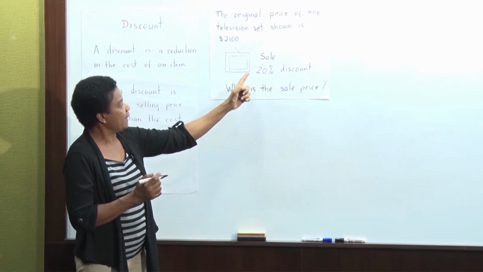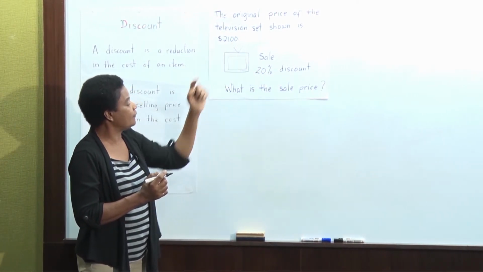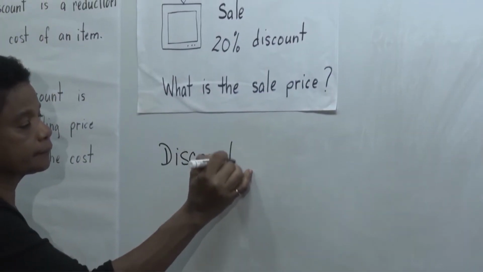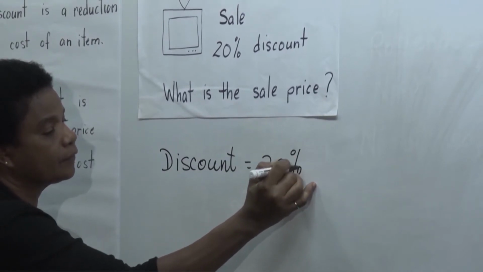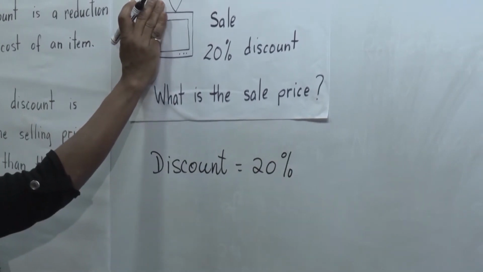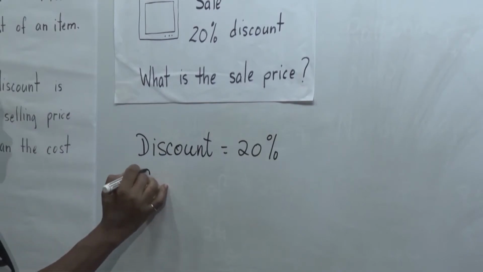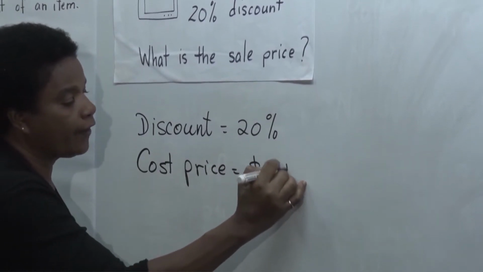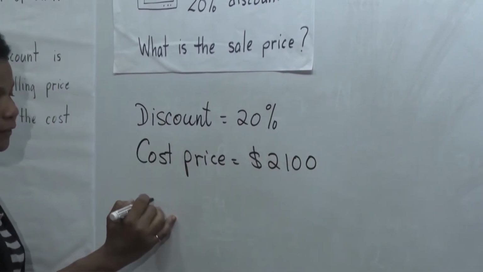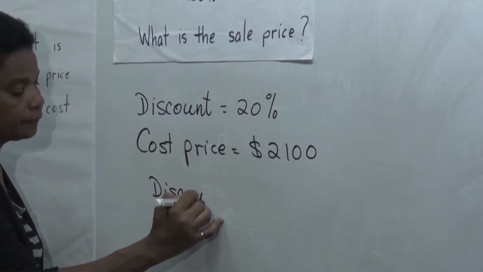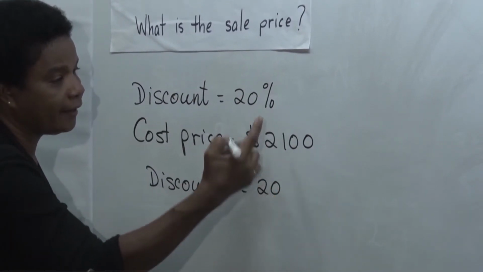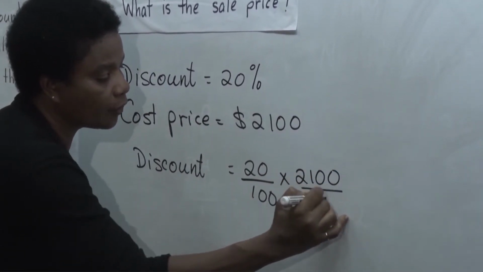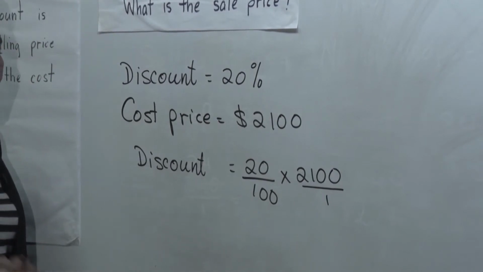So let's go. If the discount is 20%, let's work out the discount. The discount is 20% of the original price. So if the cost price or the original price is $2,100, let's work out the discount. The discount will be 20% of $2,100. So you work it out with me.